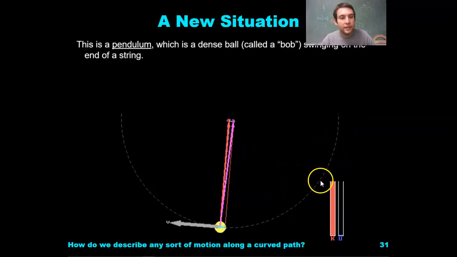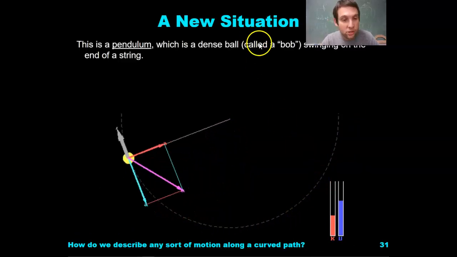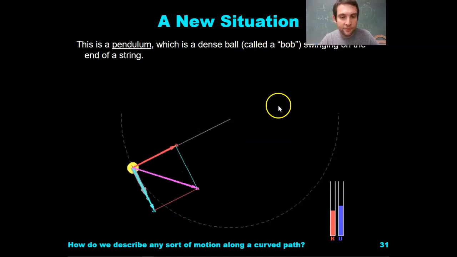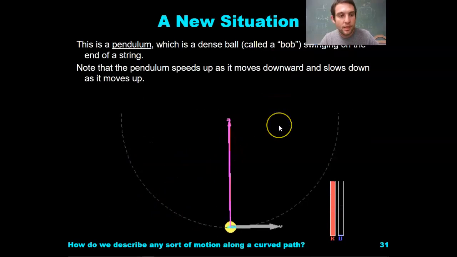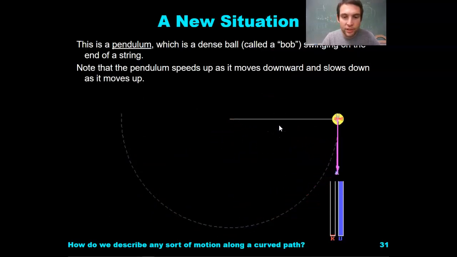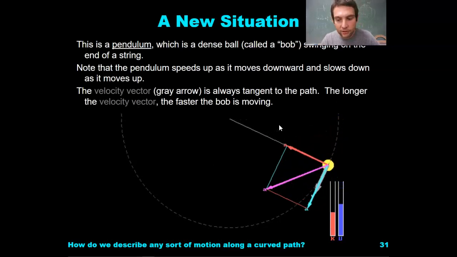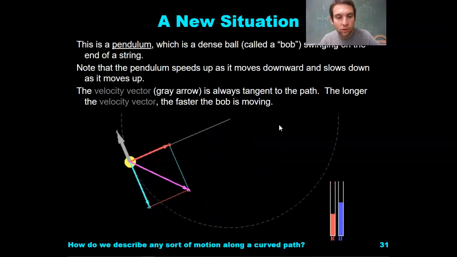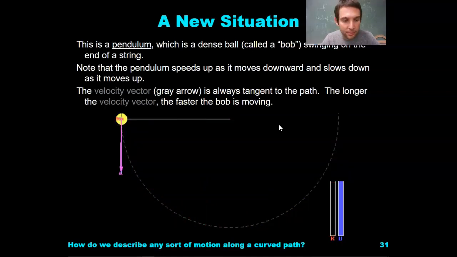Let's see. This is a pendulum, which is a dense ball called a bob swinging on the end of a string. Note the pendulum speeds up as it moves downward and slows down as it moves up. The velocity vector, gray arrow, is always tangent to the path. The longer the velocity vector, the faster the bob is moving.